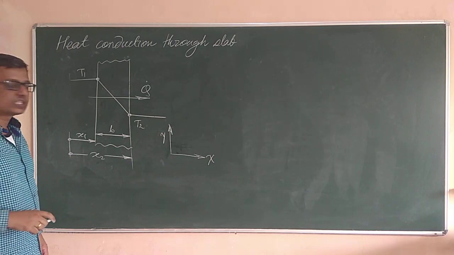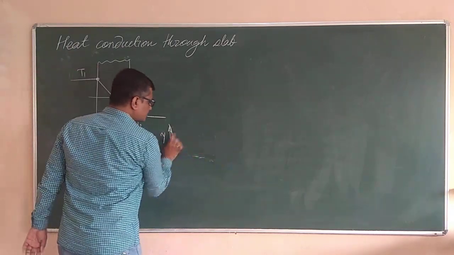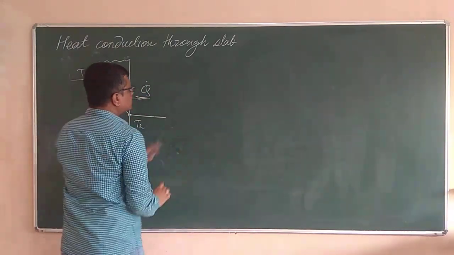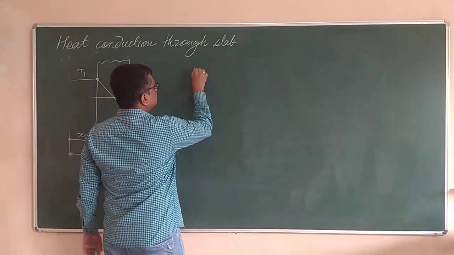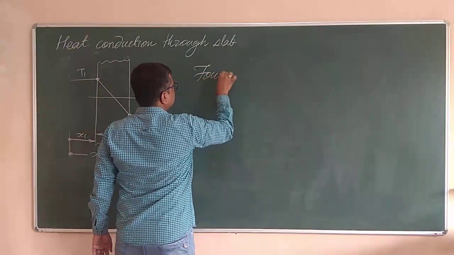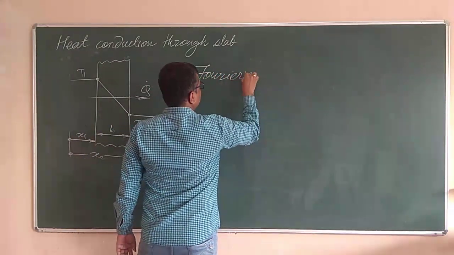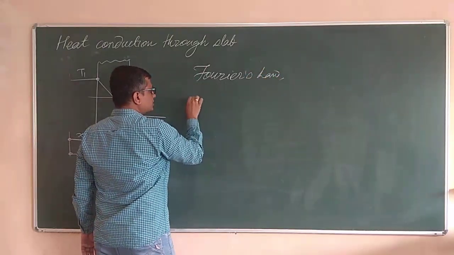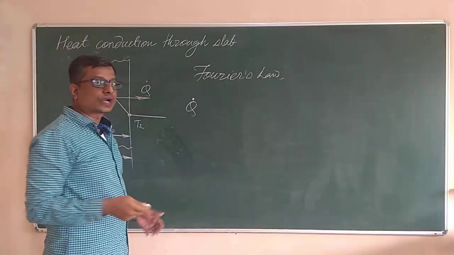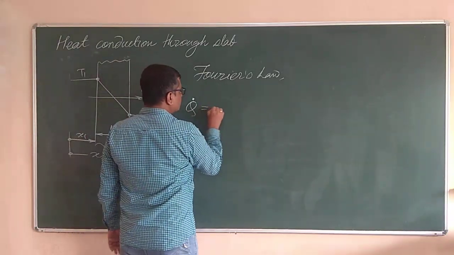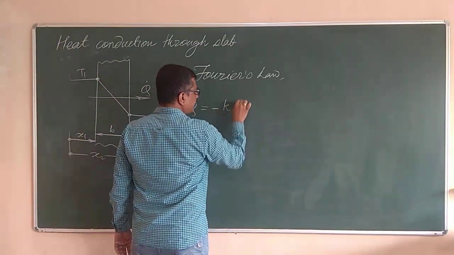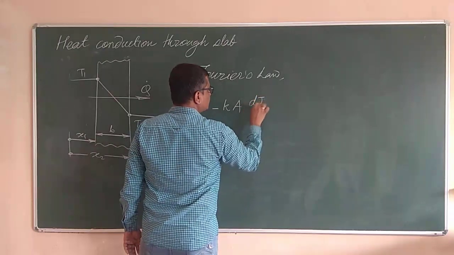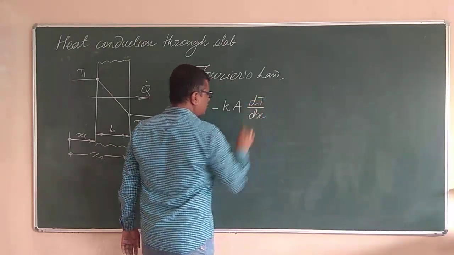Now let us apply Fourier's law. What is Fourier's law? Fourier's law says that the rate of heat transfer taking place due to conduction is equal to minus K A into dT by dx. Now let me tell you all these terms.